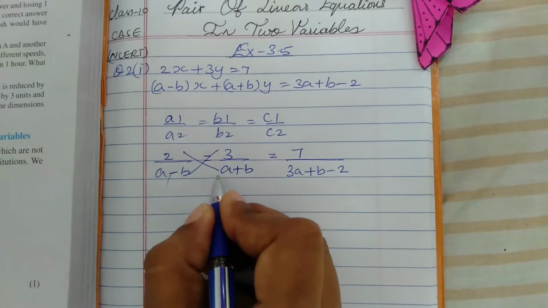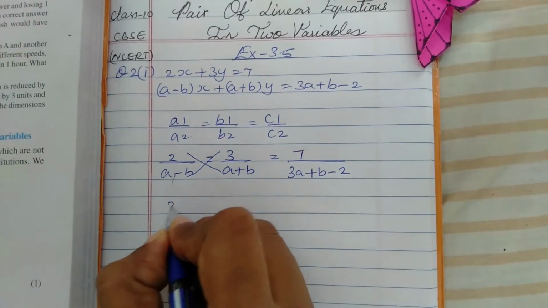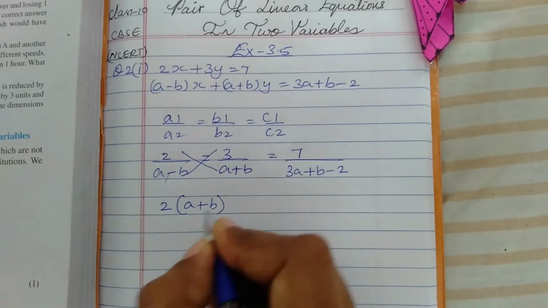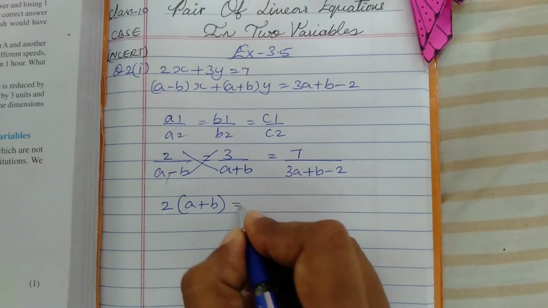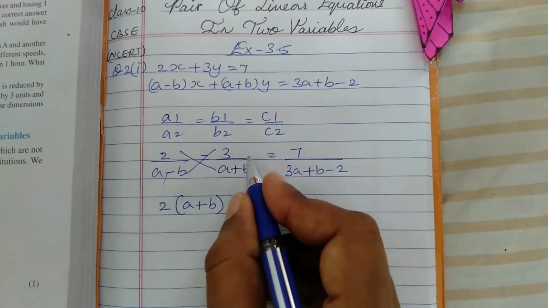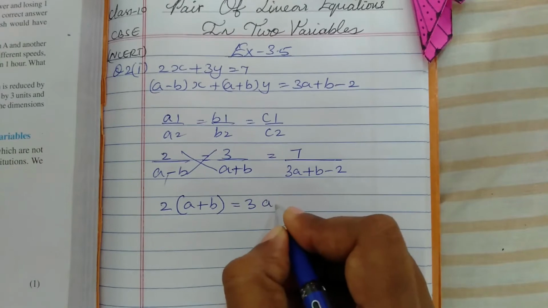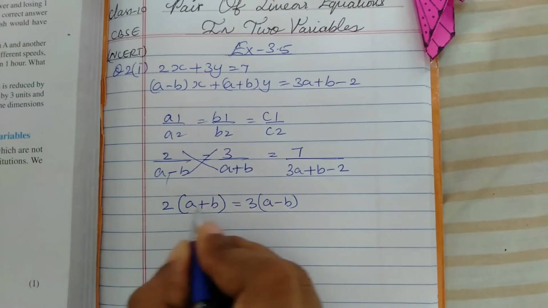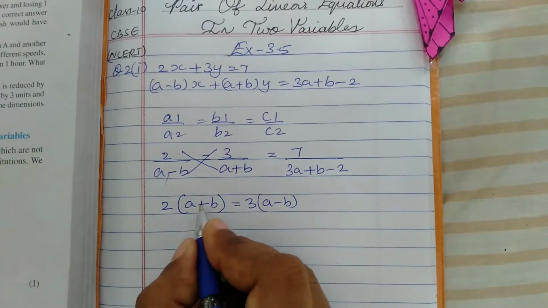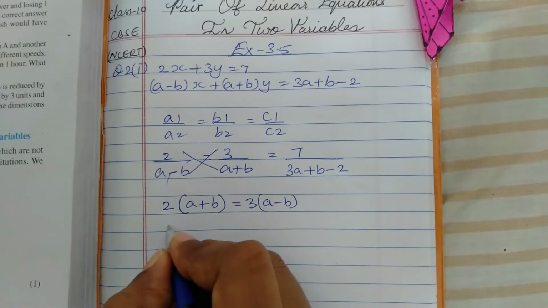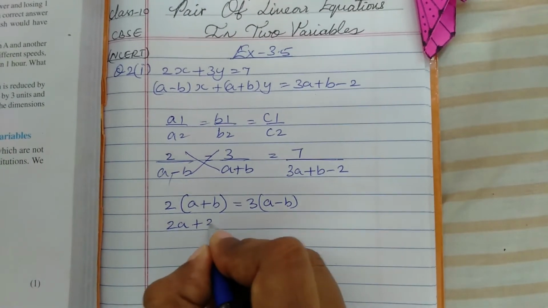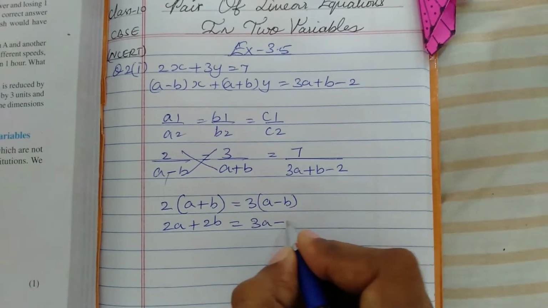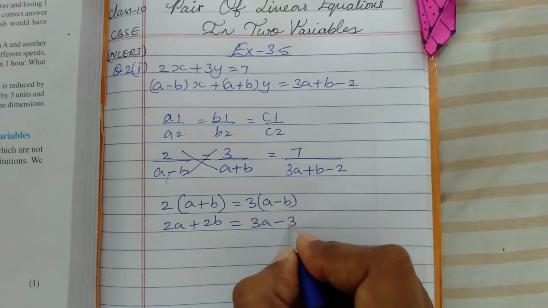Now when you cross multiply, 2 into this goes there, so it becomes 2 multiplied by a plus b, is equal to this remains there, and this goes there, becomes a multiple, so this becomes a minus b multiplied by 3. Okay, now we have to multiply this 2 with both the terms. So 2 into a is 2a plus 2 into b is 2b is equal to 3 into a is 3a, 3 into minus b is minus 3b.